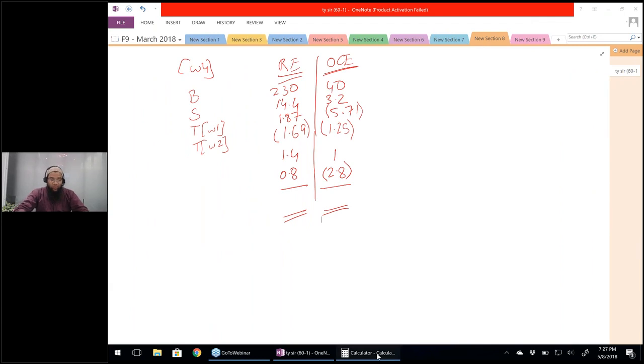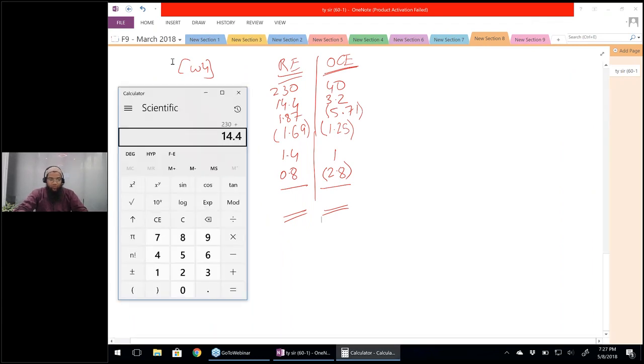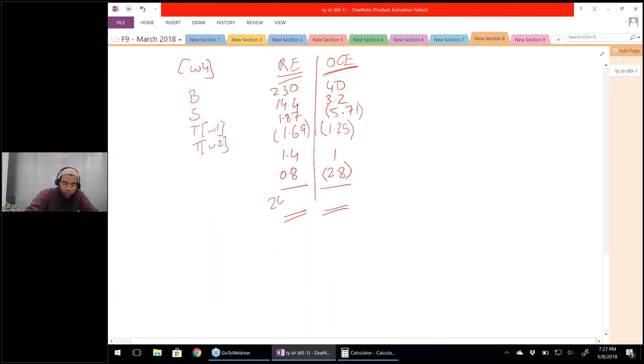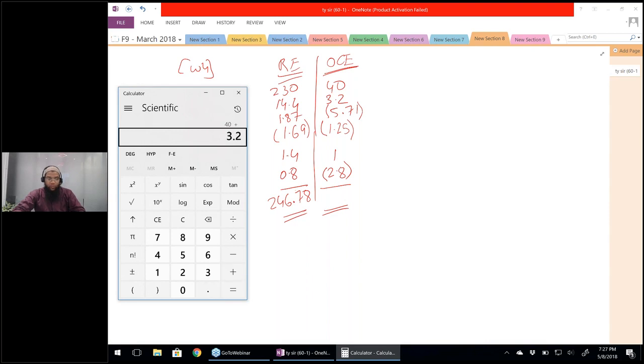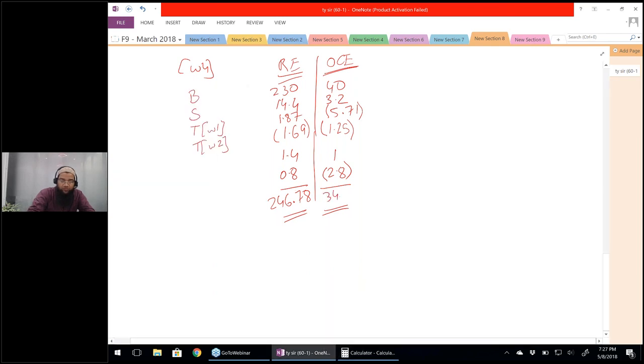So now let's calculate the total: 230 plus 14.4 plus 1.87 minus 1.69 plus 1.4 plus 0.8 will be 246.78. 246.78 will be the sum. And 40 plus 3.2 minus 5.71 minus 1.25 plus 1 minus 2.8 will be 34.44.